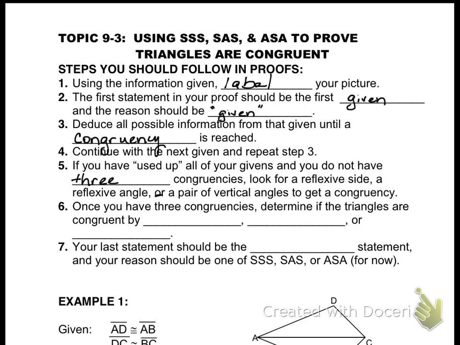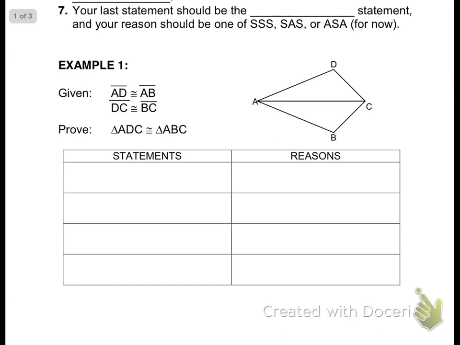And once you do that, you're going to have your proof, and the reason is going to be side, side, side, side, angle, side, or angle, side, angle. And then the last statement is going to be our proof statement, that we've succeeded and we've proved that the 2 triangles are congruent. Now the reason is not the word prove. Never put the word prove as a reason. The reason's going to be SSS, SAS, or ASA. One of those is going to be your proof statement. So now let's go on to example 1 on the next page.